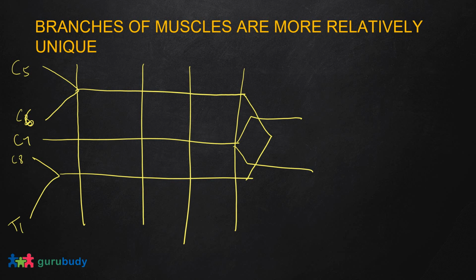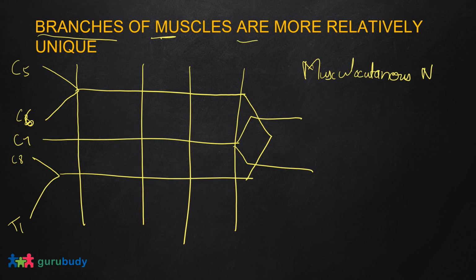Okay, so the branches of muscles are relatively unique. Starting with the branches of muscles, it is musculocutaneous nerve.